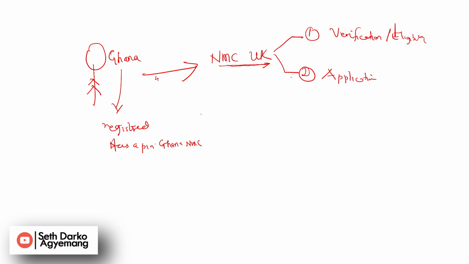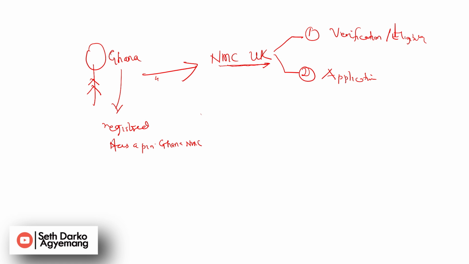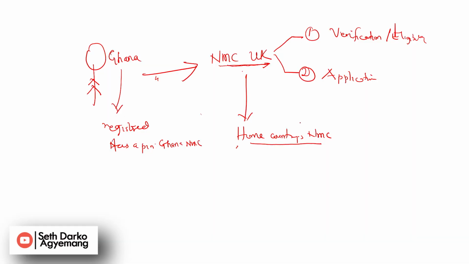It means that once you go to the UK NMC to say you want to join their register, they want to find out if you're eligible to work in the UK. There are a couple of things they may be looking out for. They'll go back to your home country's NMC and make some checks on you to make sure that you are fit to practice in the UK. Once they are through with the checks, they will send you a message to say you are eligible or you have been authorized to sit for what we call the test of competence.